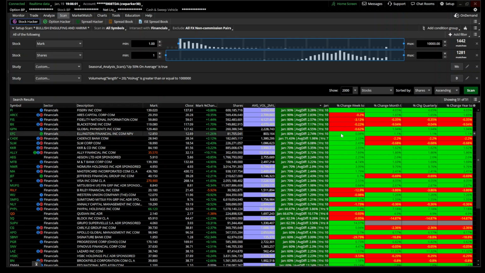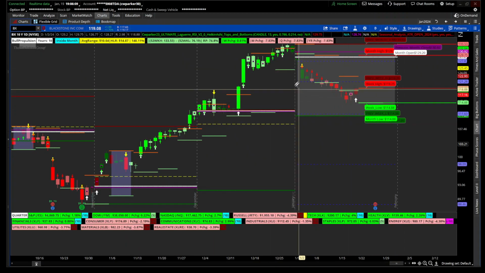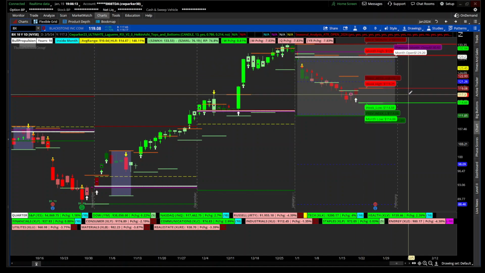So let's look at one with better. So EFC. But even though it's showing you this, it still has a chance to pop back above and keep going up.